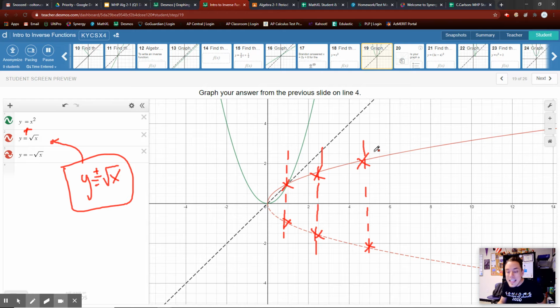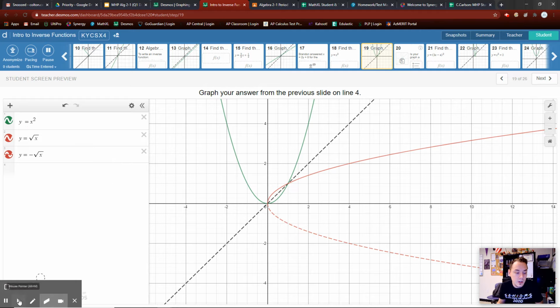Remember, a function can only be a function if it passes the vertical line test. If it doesn't pass the vertical line test, it's not a function. And this is not passing the vertical line test, so therefore, it's not a function. How can I make it into a function? Well, I can do one simple thing. I can just get rid of the negative.